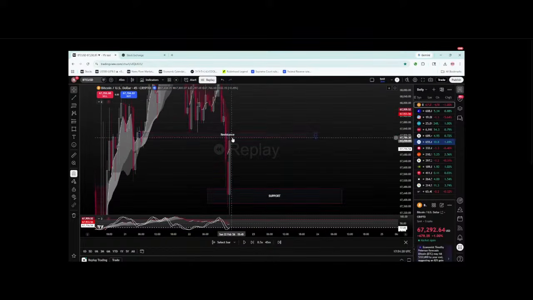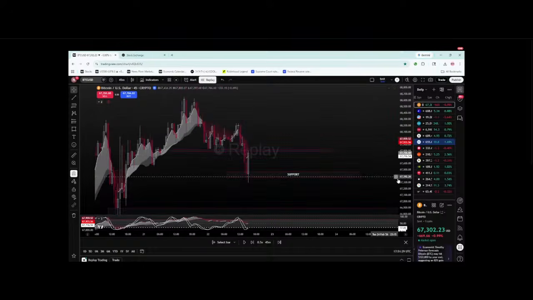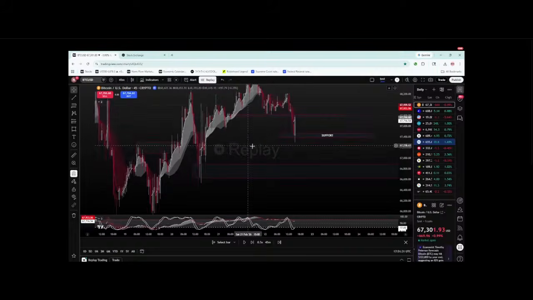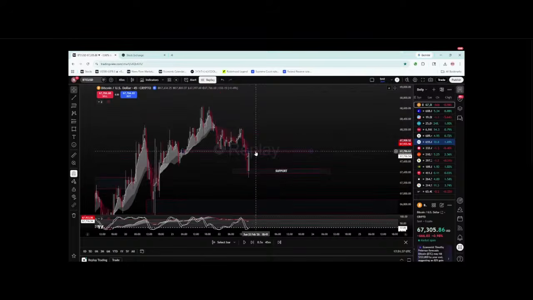If we break above this level, there's a high probability. Remember, in trading, you want to think of probabilities. There's a good probability that this trade continues to go higher. And what will this form? If you line everything up, this would form a higher low, which would be bullish structure, and the price would go ultimately higher.